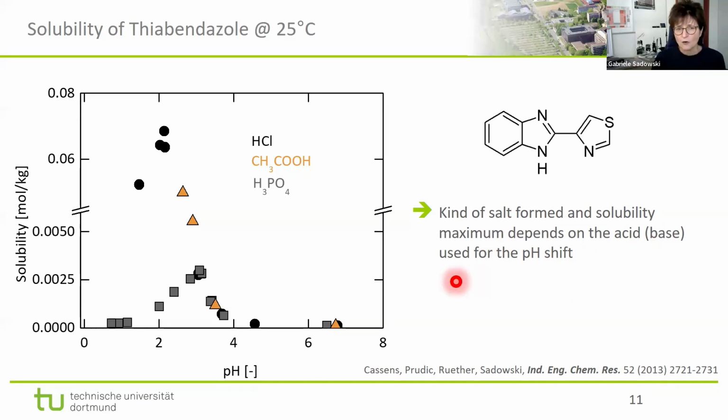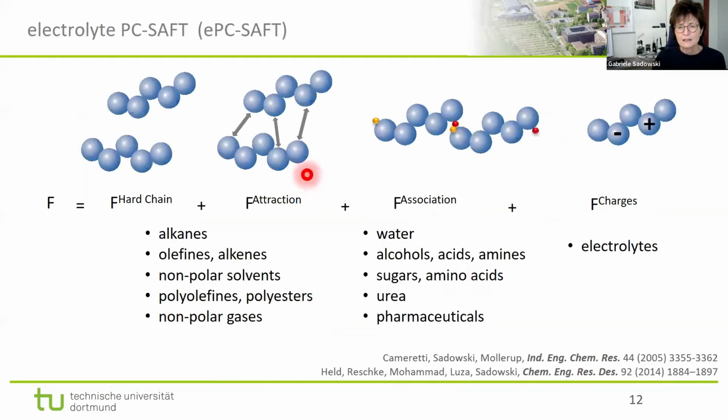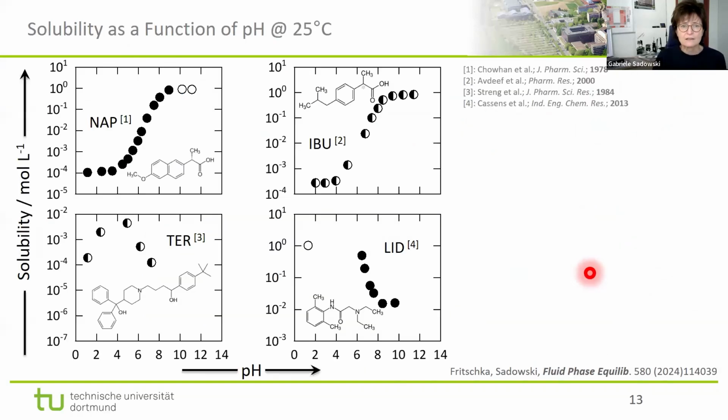And once we know this and understood that that happens, we can also, of course, model this. So for that, we use an extended version of PC-SAFT, where we also have extra contributions to account for the charges. Using this, we can describe small electrolytes, sodium chloride, for example, but the same contribution can also be used to describe the ionized forms of any molecule of an API, for example. And these are results I show you from a recent paper from this year.